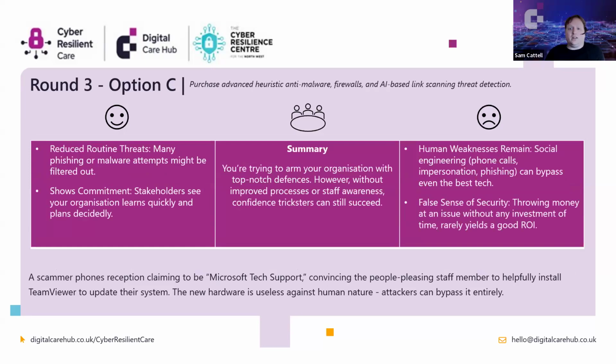As Naomi was saying earlier, you can stop those phishing emails coming to you if you've got like AI scanning, if it looks for patterns and things, but there'll always be a few that come through. It does show commitment. Stakeholders see your organization learns quickly and plans decidedly, putting your money where your mouth is. It's like, we had a ransomware attack, we've now paid for the best equipment we can.